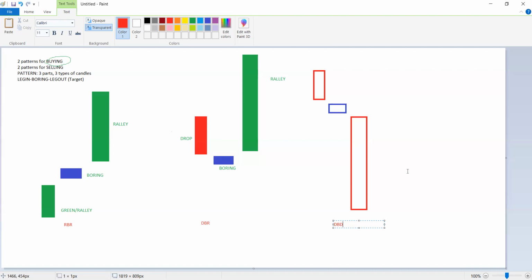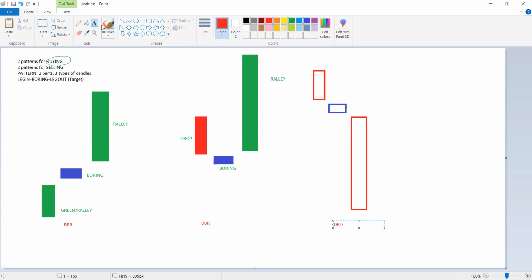Everyone understanding? Rakesh ji, is it understandable? DBD for selling. What is the leg out here? The leg out is red, no? You should always go ahead with the leg out.